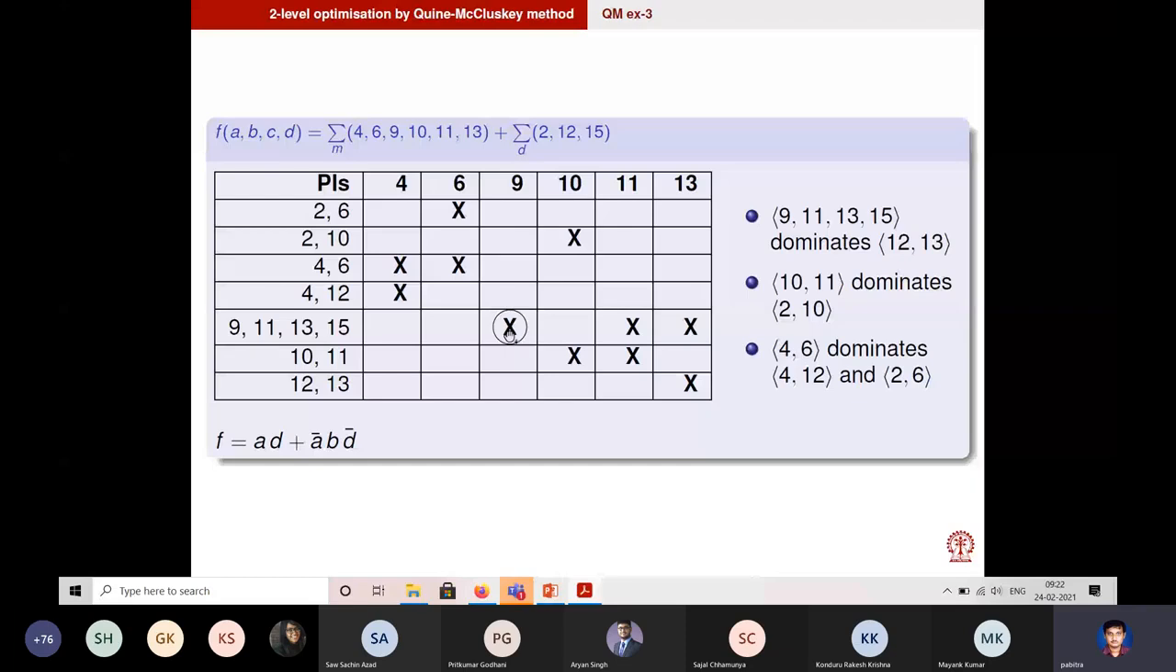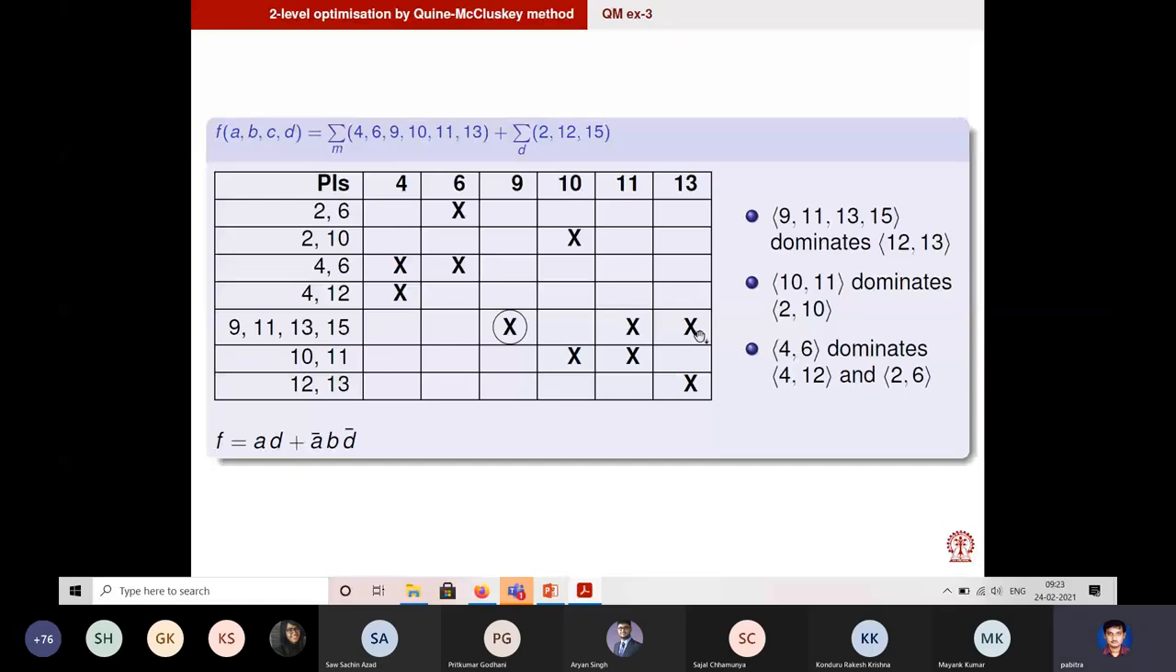Let us look at 12, 13. 12, 13 covers only this X, the last column. So the set of columns covered by 12, 13 is a subset of the columns covered by 9, 11, 13, 15. This has only 1 X, this has 3 X's, and this 1 X is a subset of those 3 X's. So in this case, I would say that 9, 11, 13, 15 dominates 12, 13. This row dominates this row.